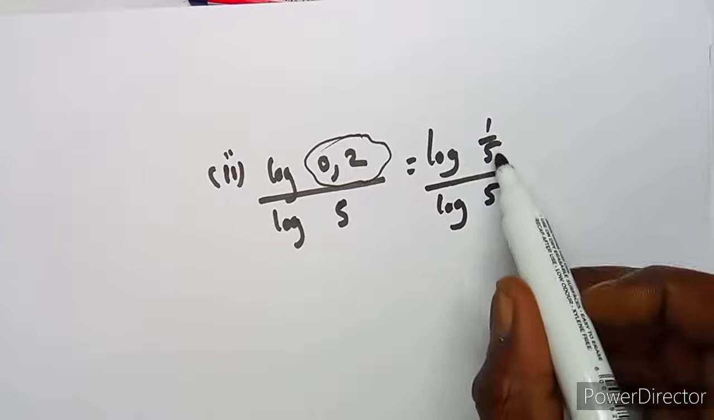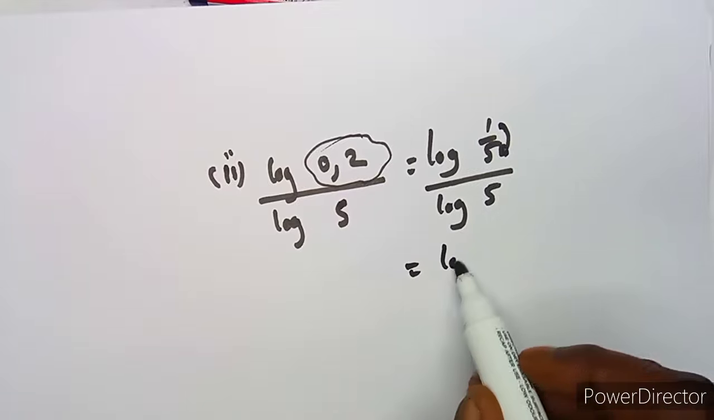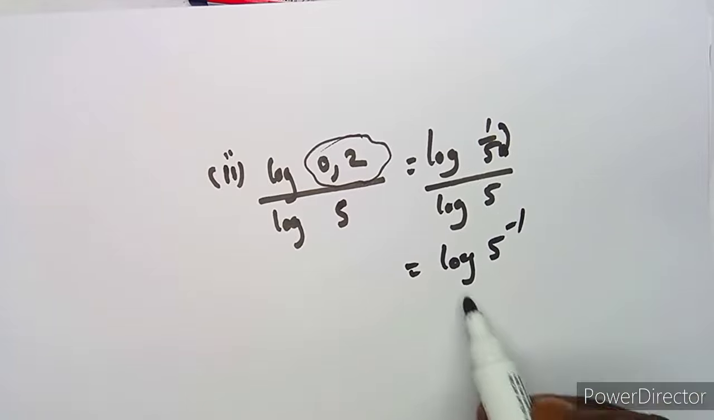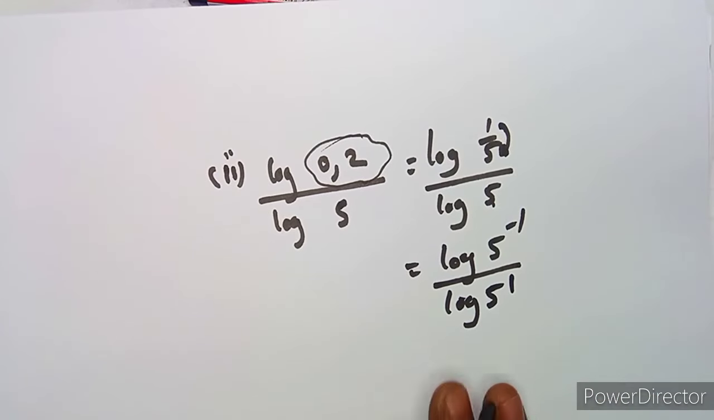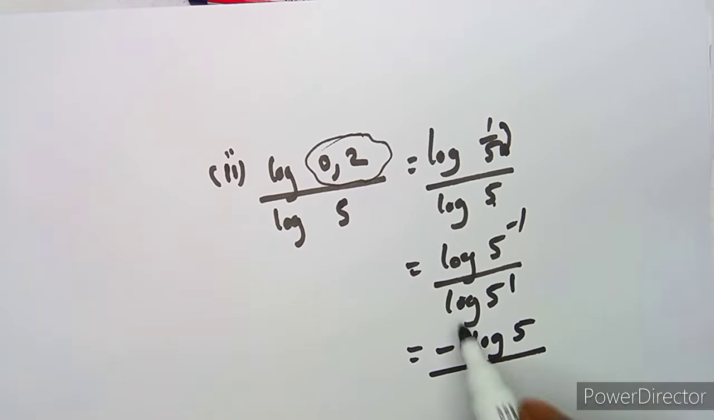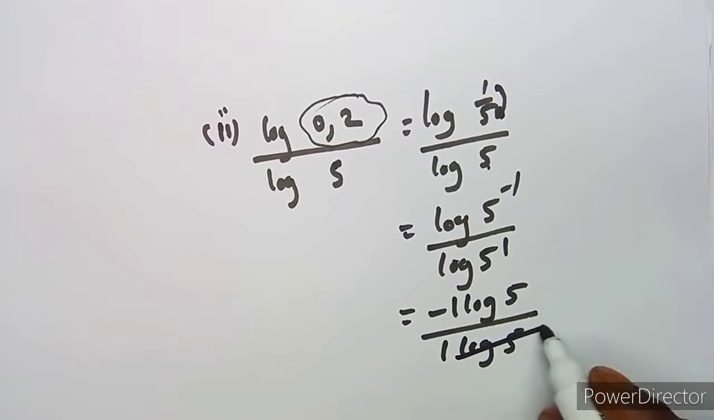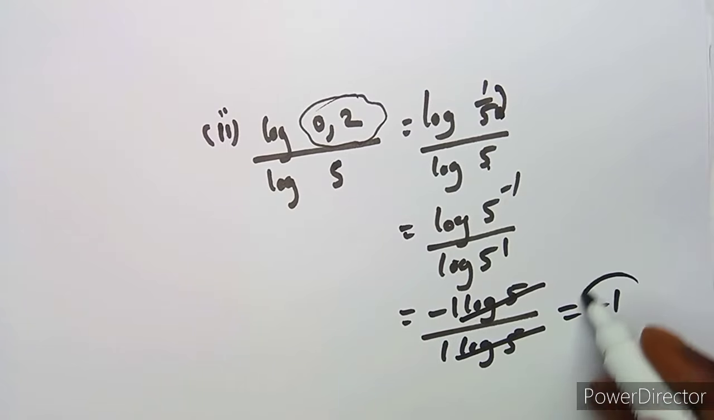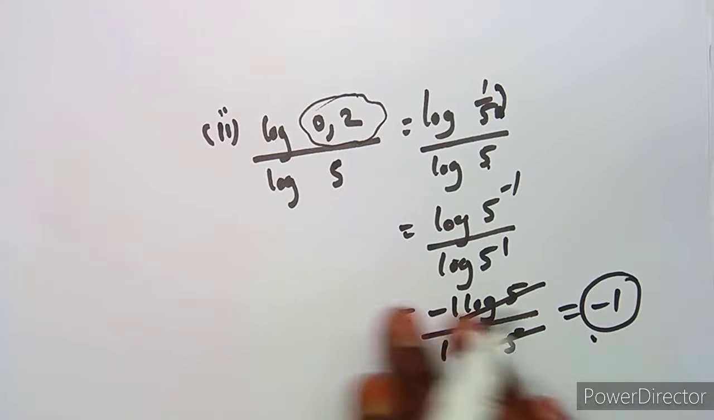So you can write this in terms of 5, because you know from our laws of exponents, 1 over 5 means 5 to the exponent of -1. And 5 means 5 to the exponent of 1. So you can drop your exponent, which is -1 log 5 over 1 log 5. So that's it, guys. Cancelling is going to give us -1. So that's what we have. But this is not the only method, guys.